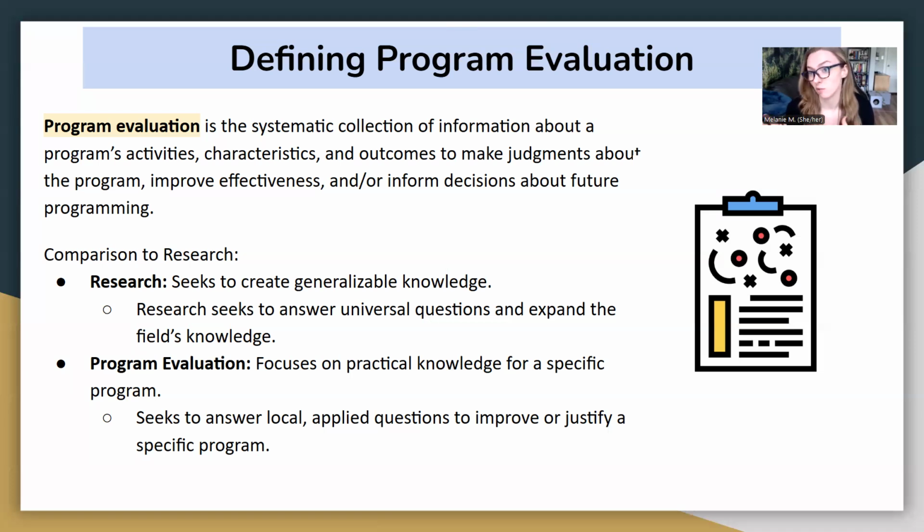Program evaluation is totally different. Program evaluation doesn't have any of those checks and balances. It is really based on practical knowledge for a specific program or a specific reason. And it's trying to answer specific local applied questions, usually trying to improve a service or program, or justify why it exists to begin with. So really key differences in that.